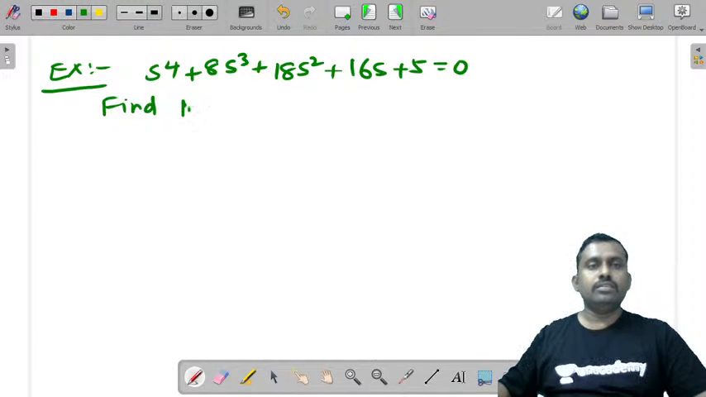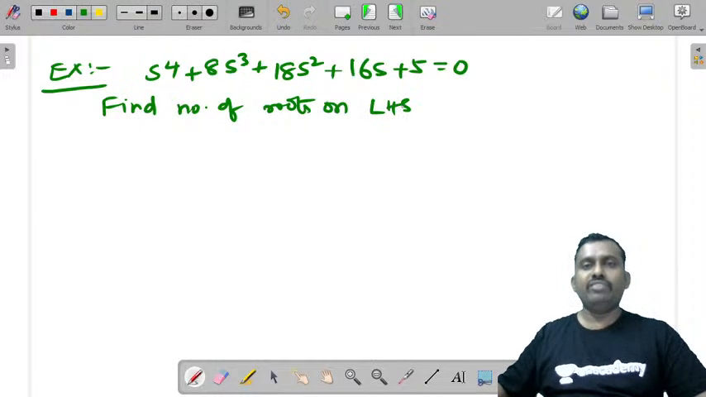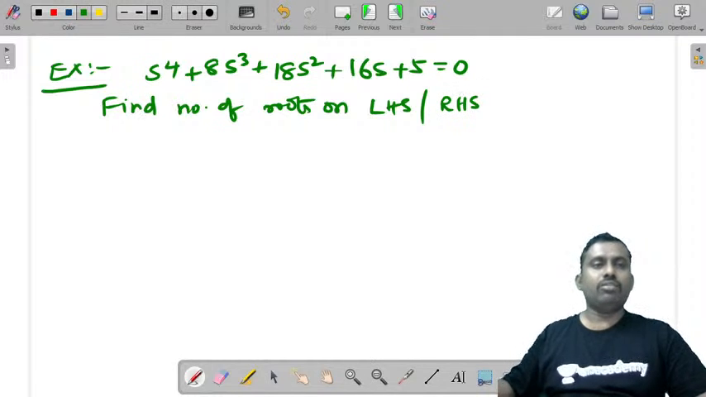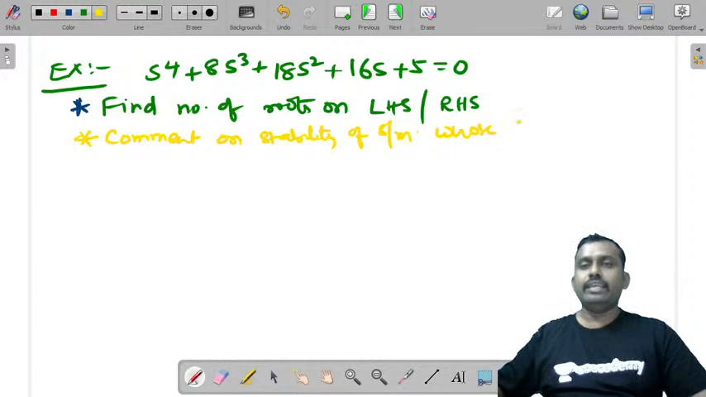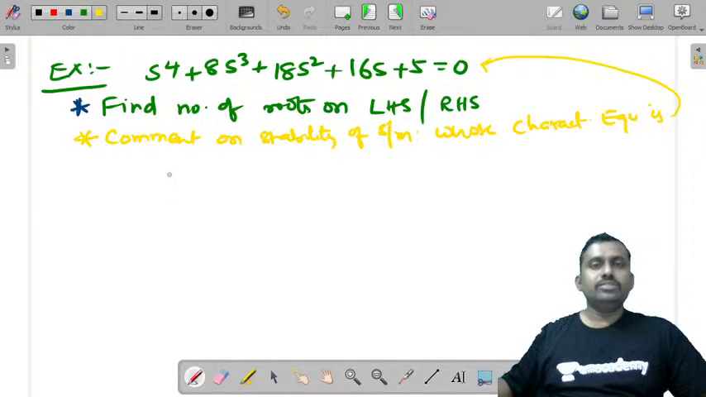find the number of roots on the left half of the s plane and the right half of the s plane, or the question can also be asked something like this: comment on the stability of a system whose characteristic equation is given. Now in this we need to follow steps. Steps will be something like this. I'll just give you. First you need to make an array.